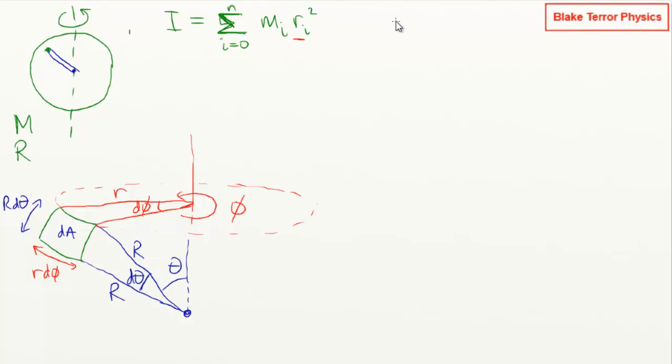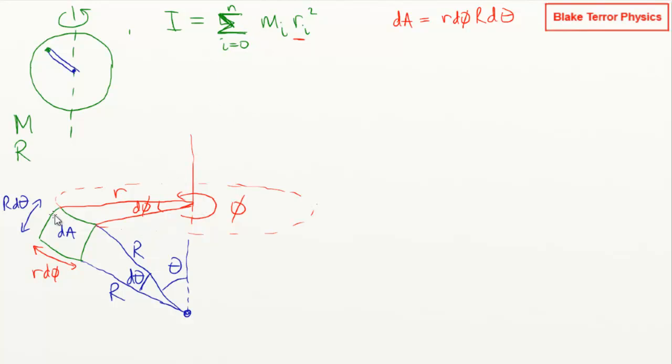So we can now say that dA is going to be equal to r d phi times R d theta, with a lowercase r and an uppercase R. And that's going to be fine, because when we get to the limit, we're going to be turning this sum into an integral, or in this case a double integral, because we need to integrate over theta and phi. We've got two things that are varying here.